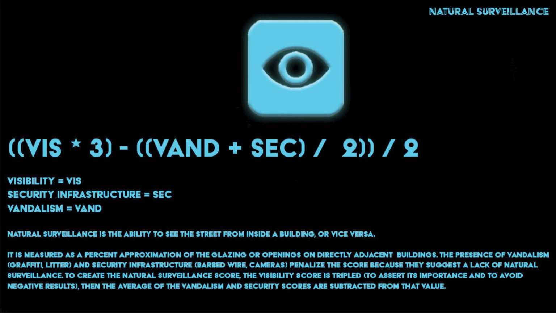Natural surveillance contains visibility of the street, measured as a percentage of glazing on adjacent facades. The score is penalized for the presence of vandalism or security infrastructure, such as barbed wire, since this indicates low natural surveillance.